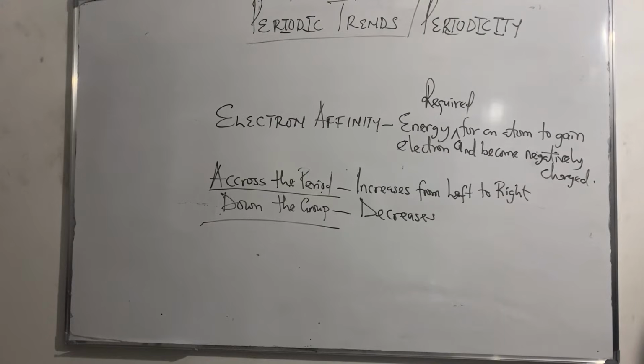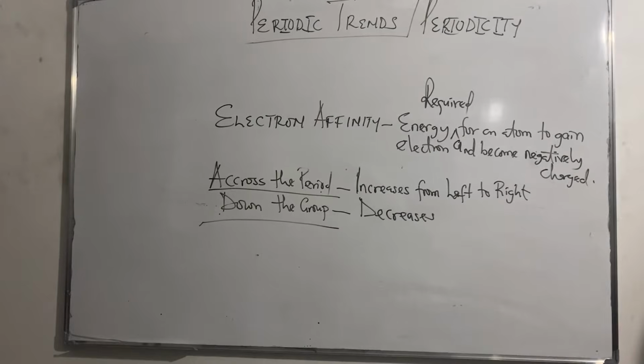So far, we have three properties that have the same trend. Who are they? Someone should list them in the comment section. We have electron affinity, ionization energy, and what? What's the third one? Electronegativity. They all have the same trend in the periodic table.